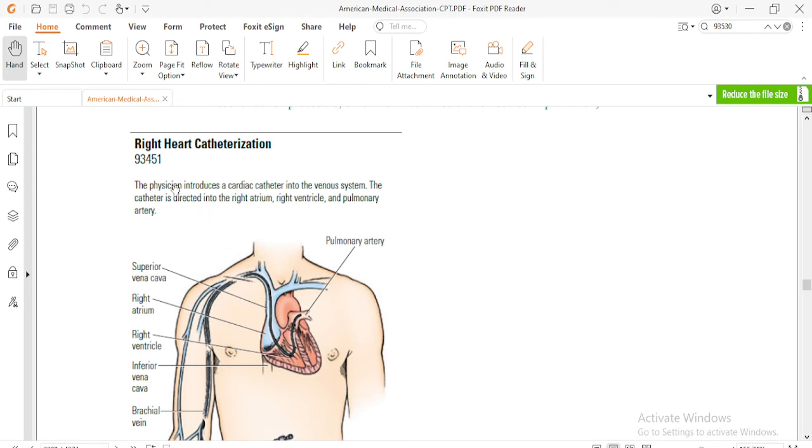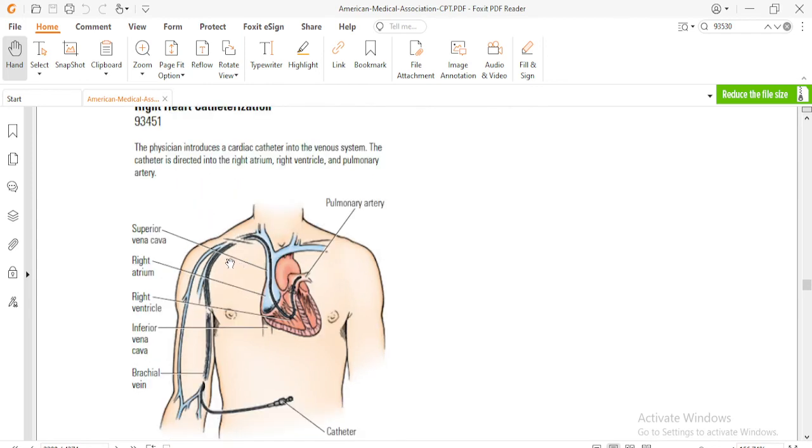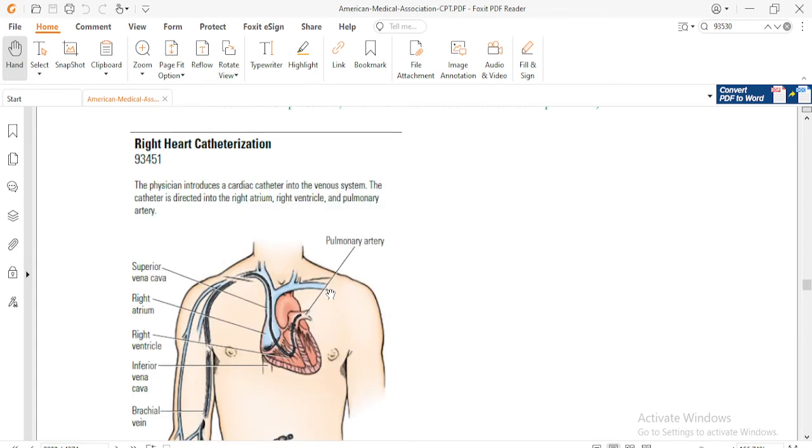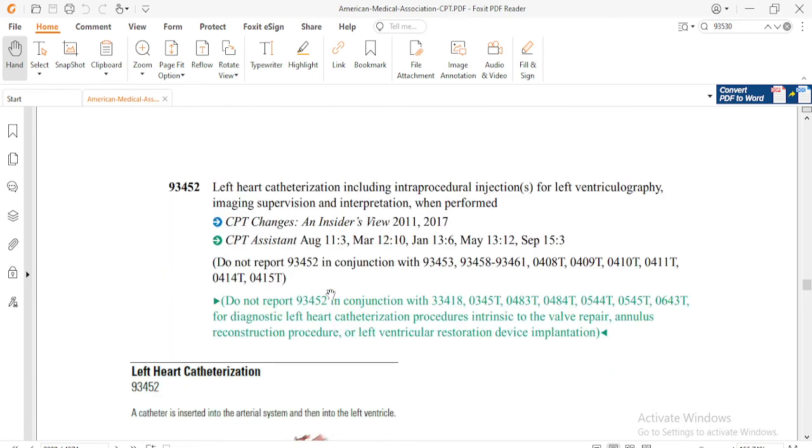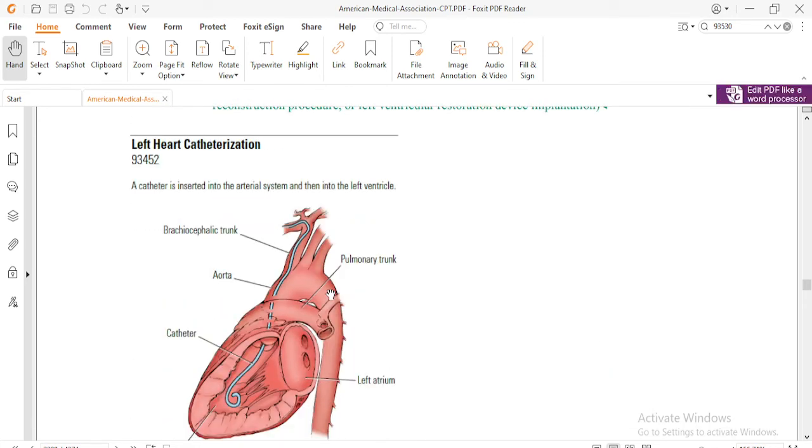We also have a few images. This is for right heart catheterization. For right heart, the physician will usually go through the superior vena cava or inferior vena cava, and through this the physician will insert the catheter. Here is the right atrium, here the right ventricle, and from here it goes to the pulmonary artery, which leads to the lungs. So using right heart catheterization, the physician enters the right side chambers of the heart and also the pulmonary artery.